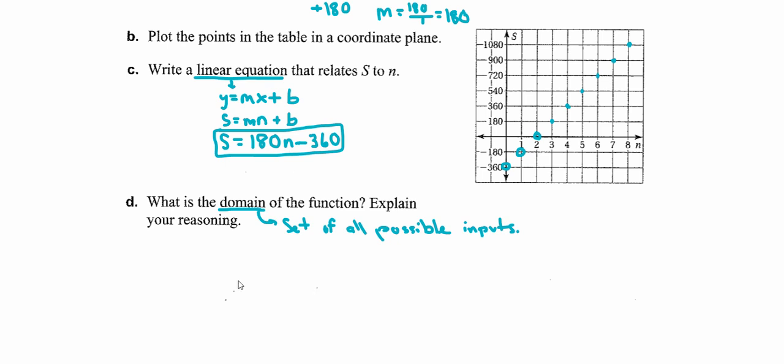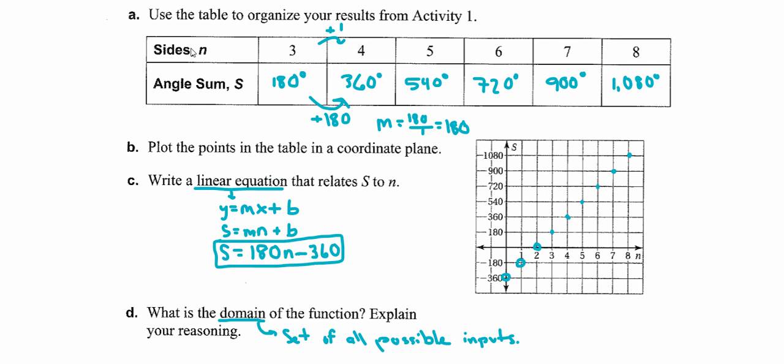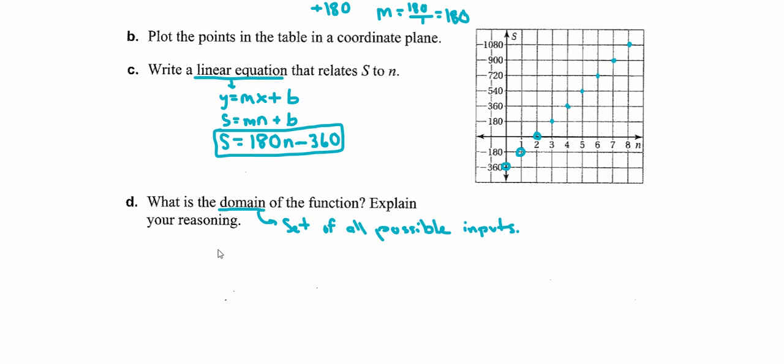Well, could I input a 0 and get out negative 360? I'm going to say no, because what am I trying to input? I'm trying to input n, which is the number of sides. I can't have a polygon that has 0 sides. It wouldn't exist. Can't have a polygon with 1 side or 2 sides, and I talked about that in the lesson. So the smallest number of sides for a polygon is 3. So the smallest number I could plug in is 3. So I could plug in a 3. I could plug in a 4, a 5, a 6.